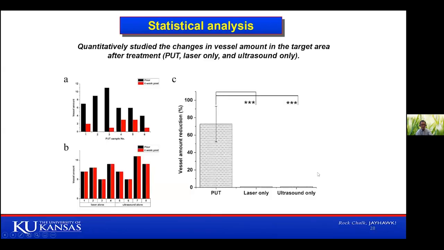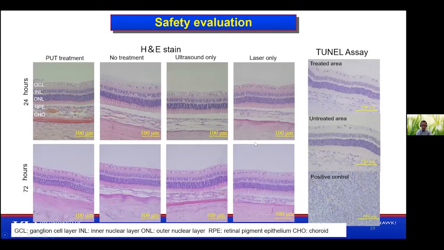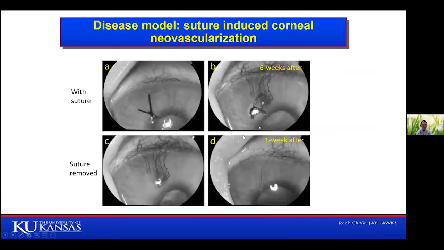This is for the normal vessels, and here are some statistics. We used laser and ultrasound together, and we show several therapeutic effects. With laser alone or ultrasound alone, we don't see any damage, because the laser energy and the ultrasound energy we use here are pretty low. Individually, they are safe. Furthermore, in the histology here, we didn't see any damage at this stage for this normal rabbit.